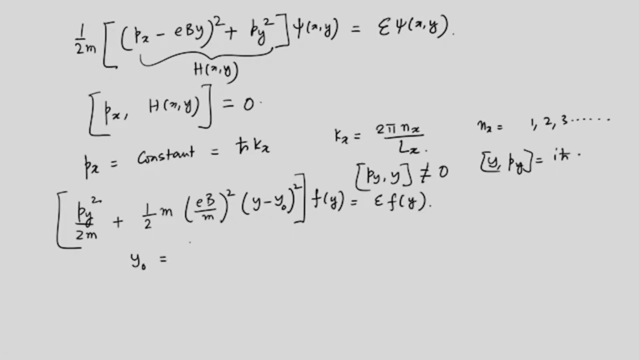Y0 is the constant thing which is Px over Eb, and this Px is the x component of the momentum, which I argued is constant, and of course, for a given problem E and B are constants, B is the uniform field. So, this y0 is actually Px by Eb, and it has a name called the magnetic length and is written as Lb because it depends on B.